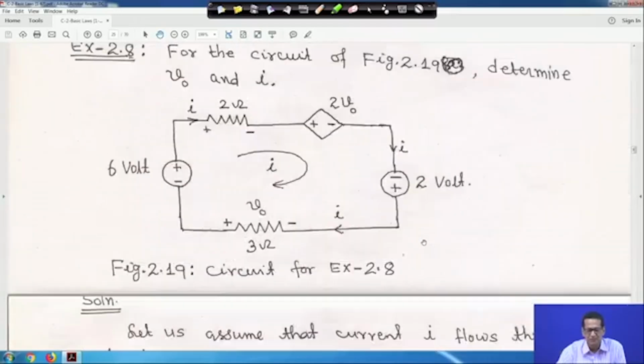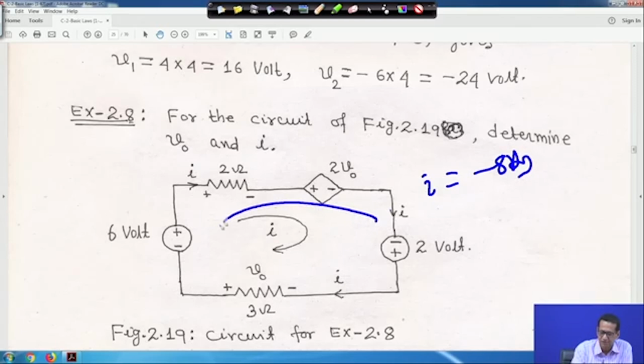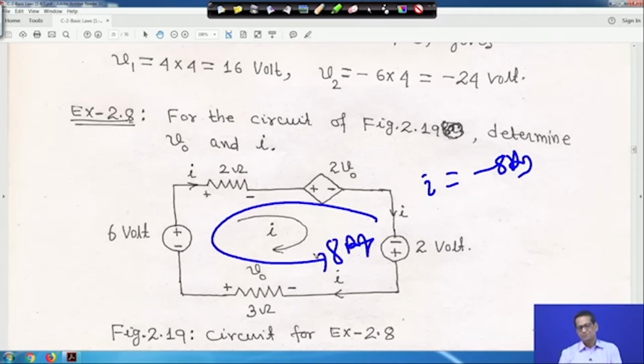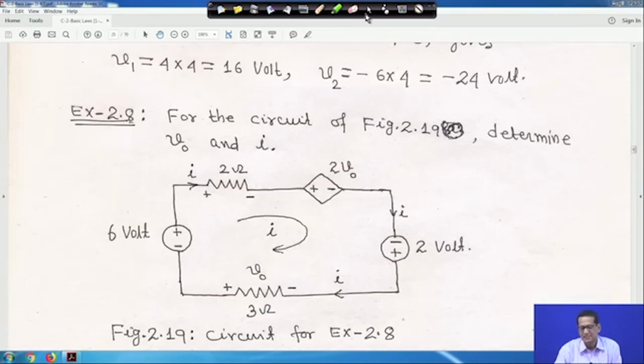When I is equal to minus 8 ampere, it means that actually we have taken the clockwise direction, but the current is actually flowing the other way. If it is minus 8, the current is actually flowing like this, 8 ampere, because the direction is reversed since it has become minus. So, it is understandable to you.